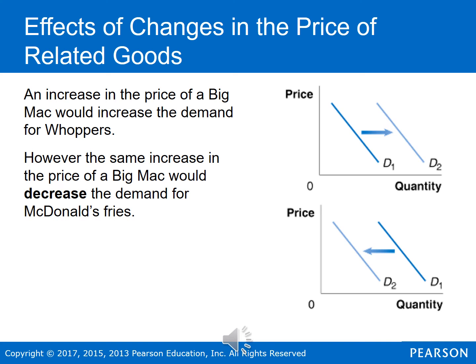So using the demand curve on the right, we see it'll shift from D1 to D2 when the price of a substitute increases. Now that same increase in price of a Big Mac is going to decrease the demand for McDonald's fries because they're complements. You buy these two goods together. So because of that, the demand for McDonald's fries is going to shift to the left, moving from D1 to D2.